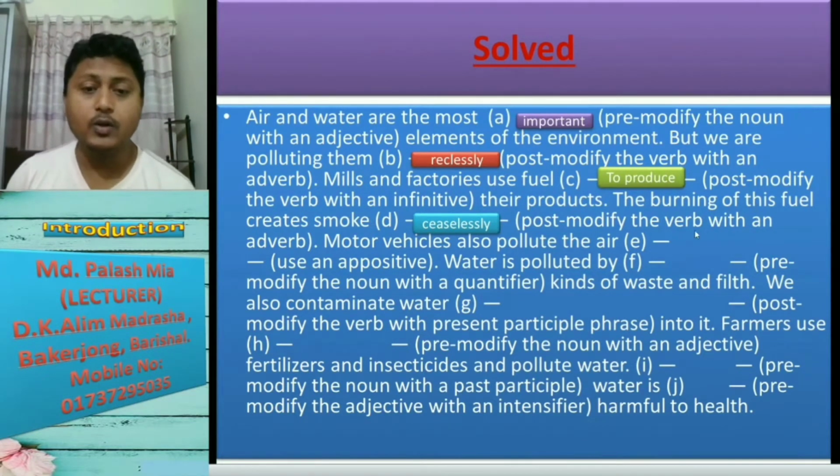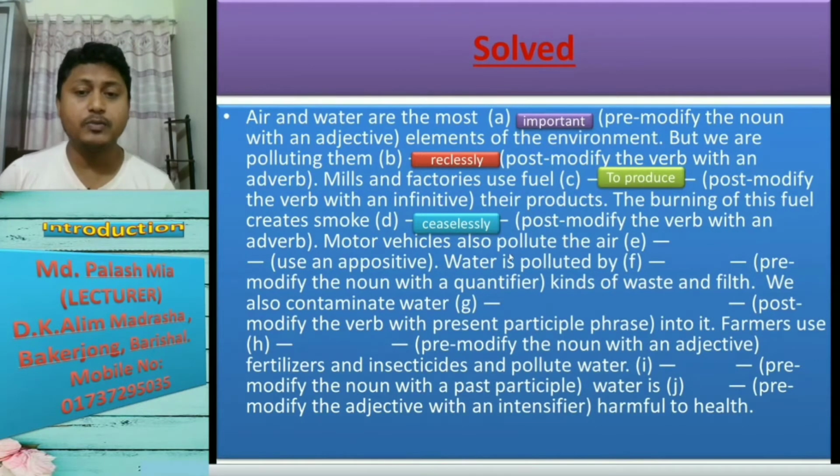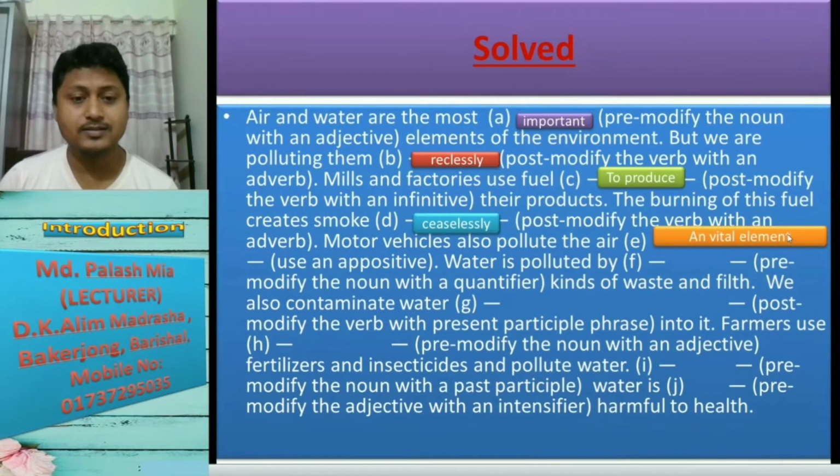Okay, again you can see, motor vehicles also pollute air. Use an appositive. Yeah, so we need an appositive that actually refers to something about the noun, the air. Okay, air. What kind of air? How can we easily understand air? The importance of air here: a vital element. This is an appositive because it refers to extra information about the air. Okay. This is an appositive.